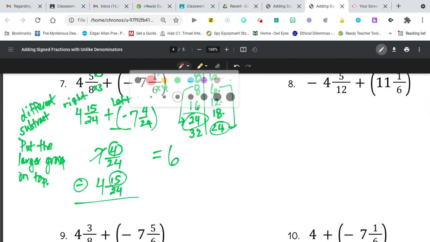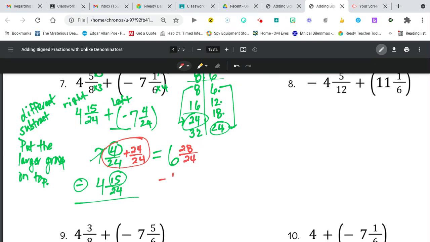And that 1 that you borrow from the 7 is in terms of 24s because 24 over 24 is 1. And that's that 1 that I borrowed from 7. But I know to use a 24 because my denominator is a 24. So that's going to be 6, and I'm going to put these two pieces together. 6 and 28, 24s. Now I can write this back down. So 28 minus 15 is 13. Keep your 24. 6 minus 4 is 2.